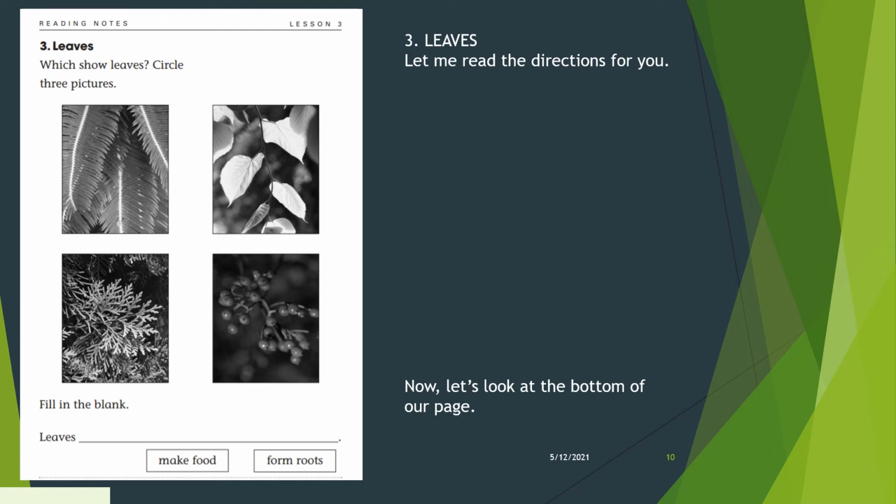Now let's look at the bottom of the page. Fill in the blank. Leaves blank. Here's our 2 choices. Make food, form roots. What do leaves do? Leaves make food or leaves form roots. Write the correct words on the line.